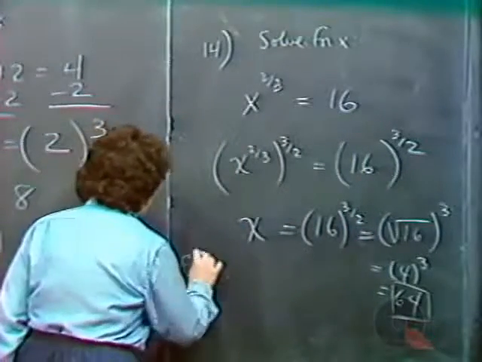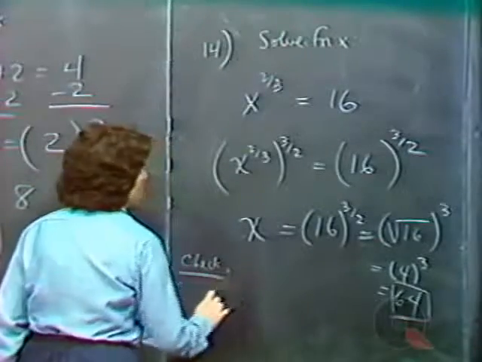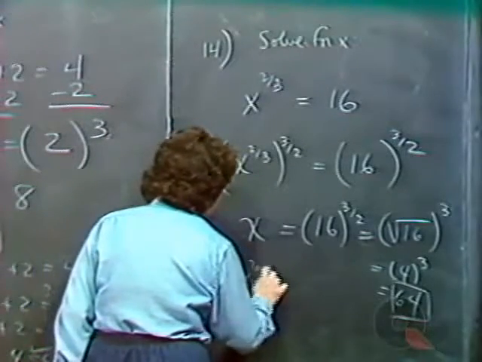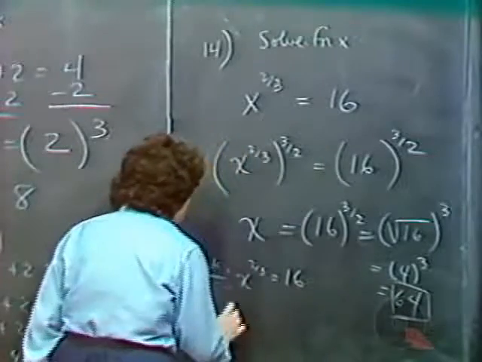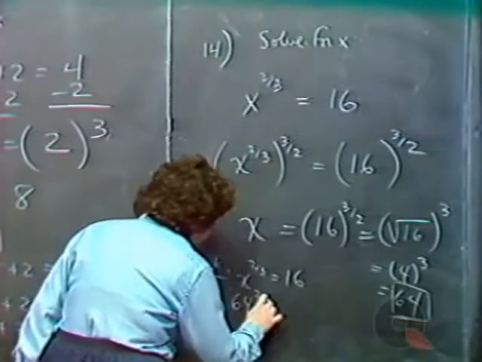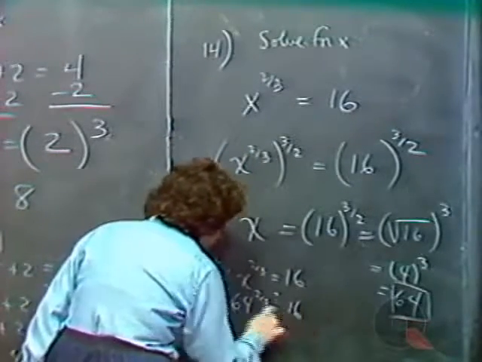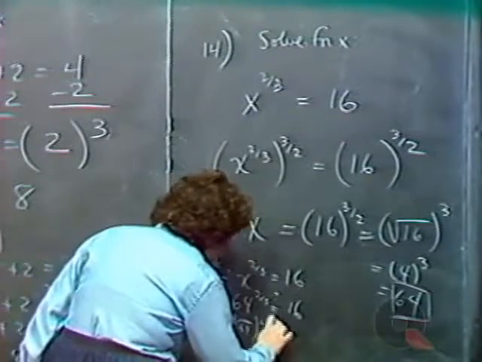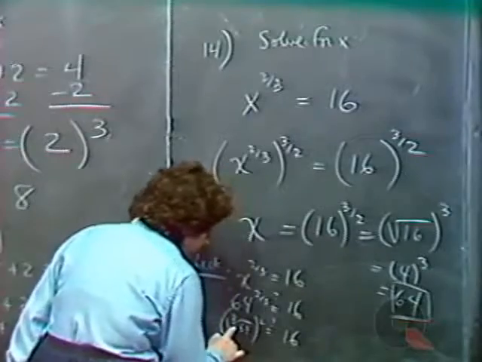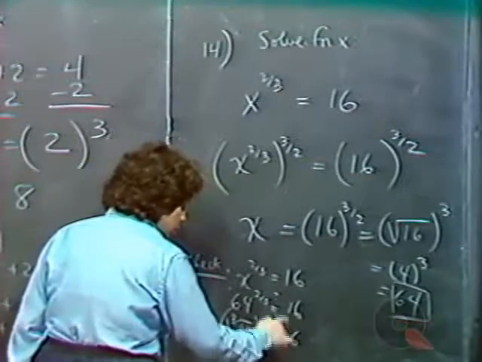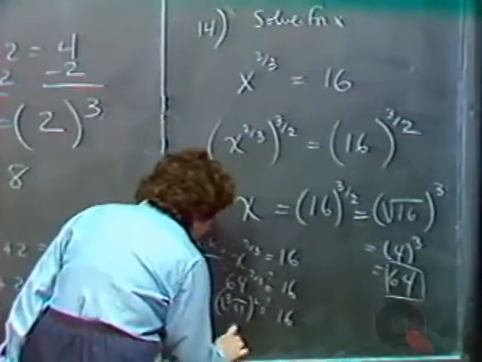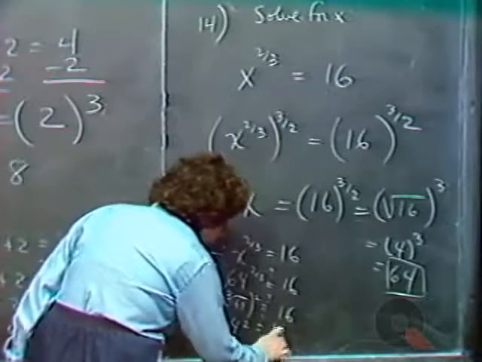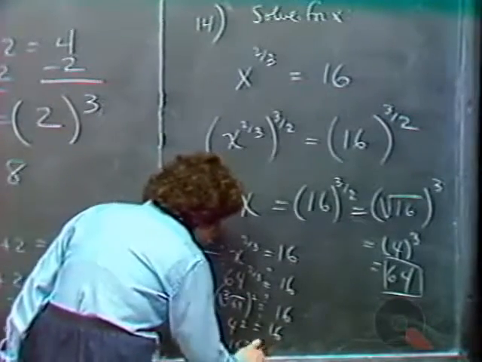And for our check, x to the 2/3 equals 16. 64 to the 2/3 should be equal to 16. The cube root of 64 squared should be equal to 16. The cube root of 64, which is 4, squared, should be equal to 16. And of course, 16 checks out.